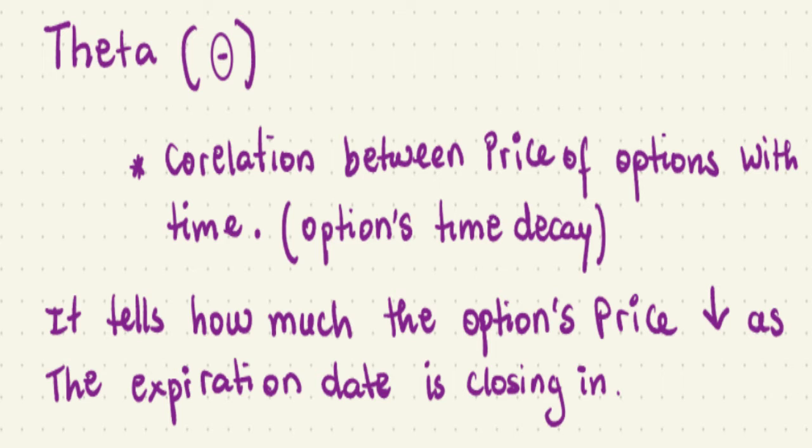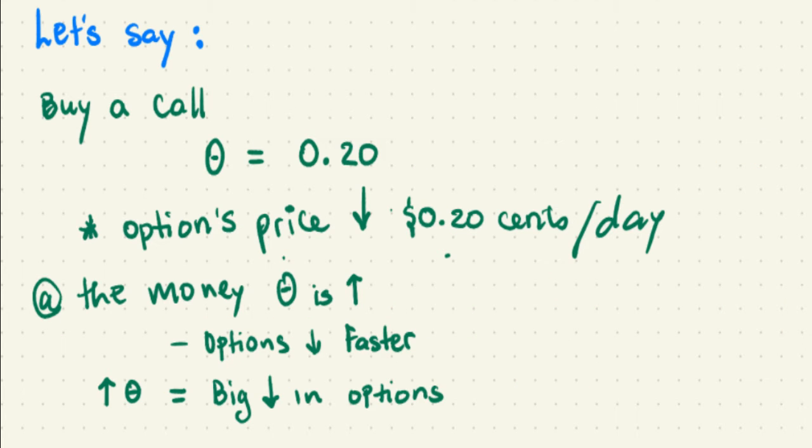So for example, let's say we buy a call and our theta is, as we can see here, 0.20. So the option's price will lose 20 cents in value every day that passes.